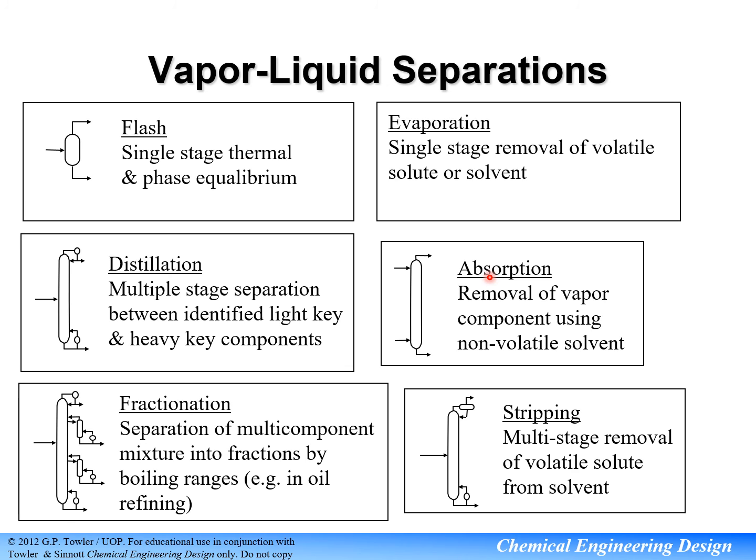If you want to do a separation of a multiple component mixture into fractions by boiling ranges, for example like oil refining, you can use fractionation. So normally fractionation is used to separate hydrocarbons. Okay, for stripping, normally it can be used for the multi-stage removal of volatile solute from solvent.